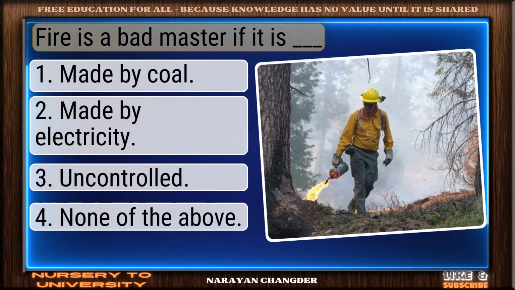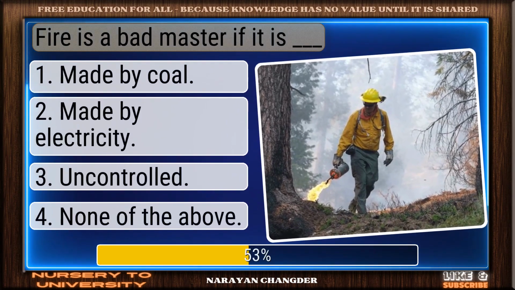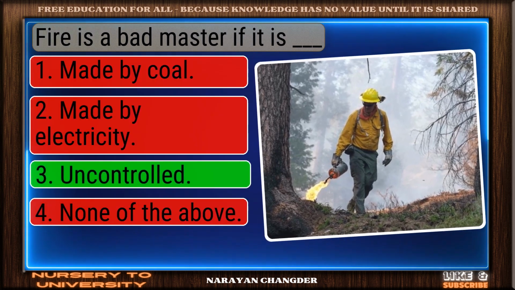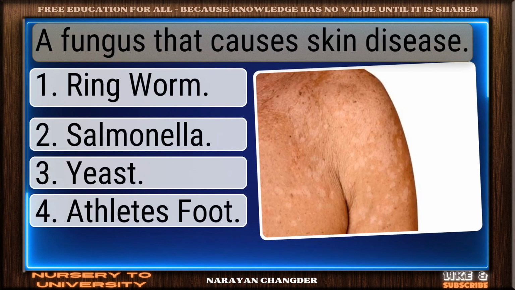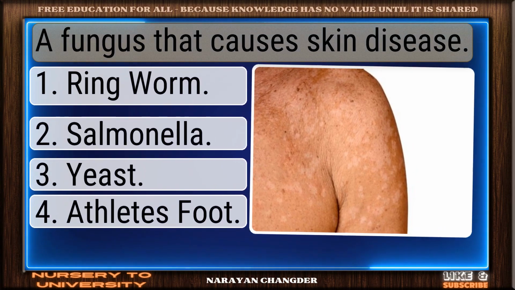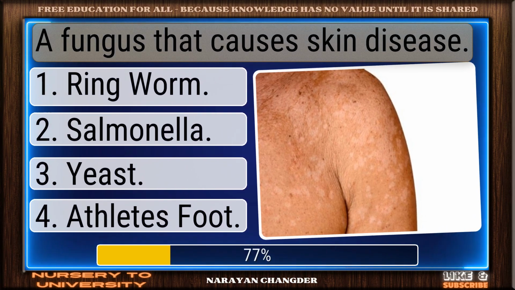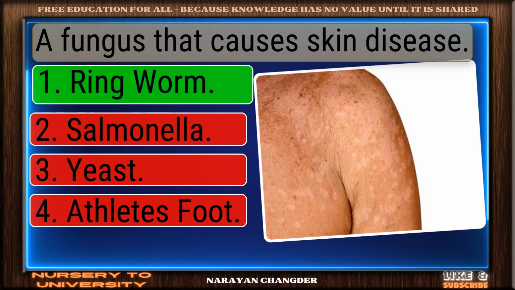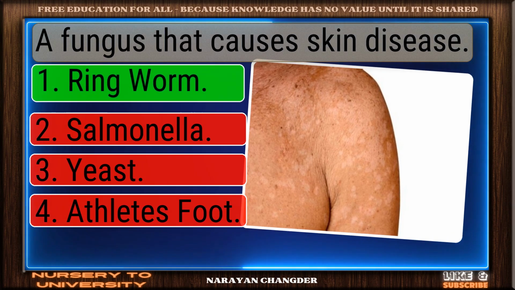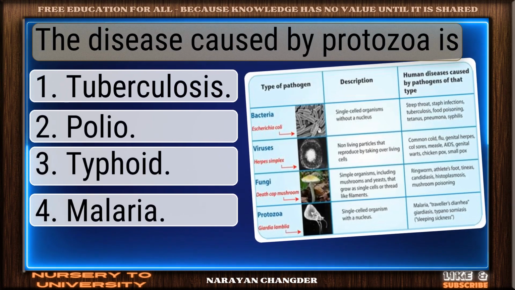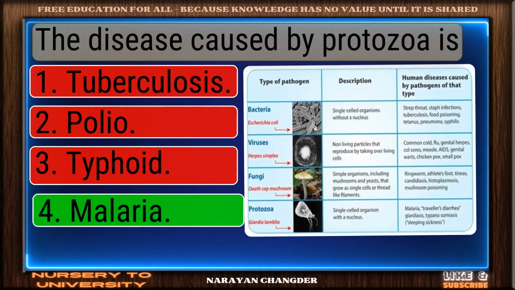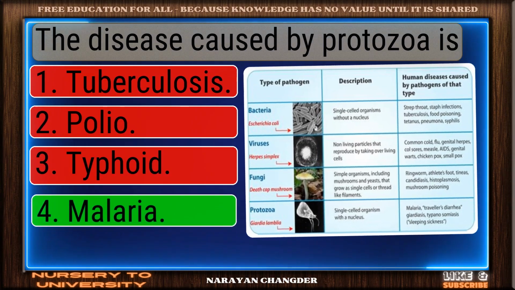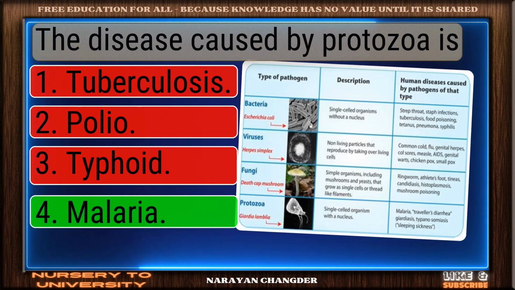Fire is a bad master if it is a dash. Correct. Uncontrolled is the right answer. A fungus that causes skin disease. Right choice. Ringworm is the best answer. The disease caused by protozoa is. Good job. Your answer, malaria, works well here.